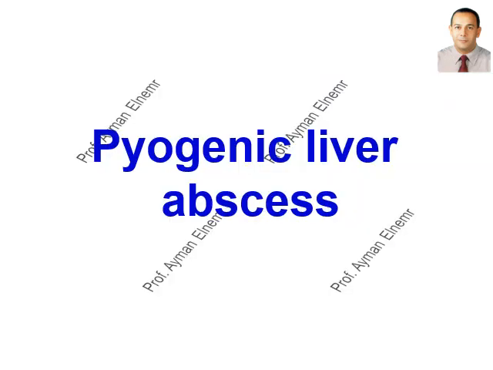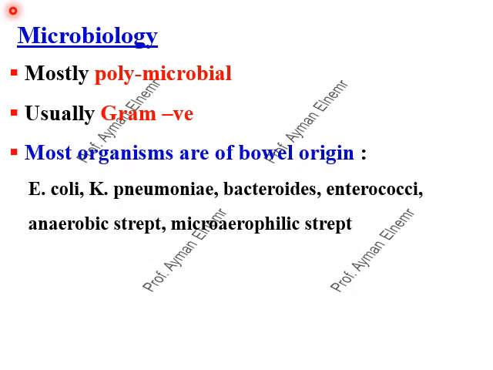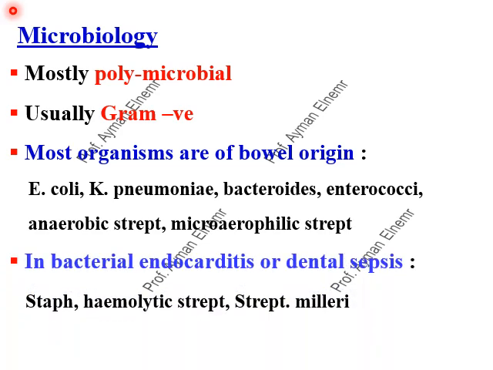Next, the pyogenic liver abscess. The causative organisms in case of pyogenic liver abscess are mostly polymicrobial, usually gram-negative. Most organisms are of bowel origin, like Escherichia coli, Klebsiella pneumoniae, Bacteroides, Enterococci, anaerobic streptococci. In case of bacterial endocarditis or dental sepsis, Staphylococci, hemolytic streptococci, or Streptococcus milleri are the causative organisms.